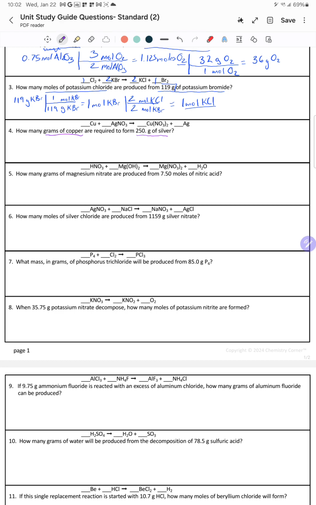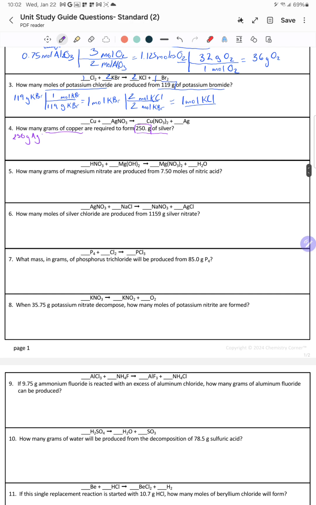But you need to understand BCA table is just a tool, right? But no matter what team you're using the BCA table, you can't have grams. You need to convert into moles. So we need to start with moles of silver. So we say we have 250 grams of silver, which is Ag, and we need to convert it to moles of silver. So moles of silver from grams of silver.